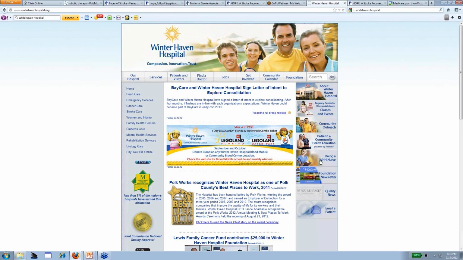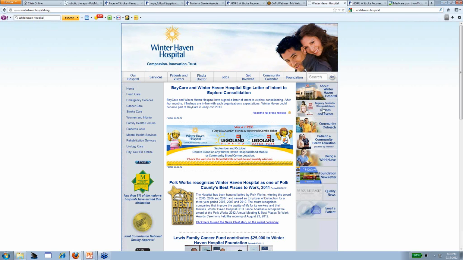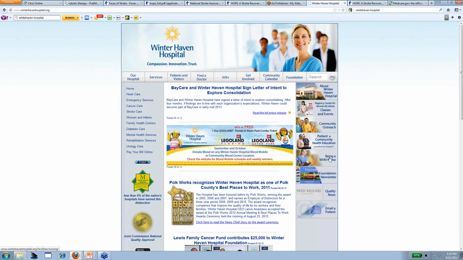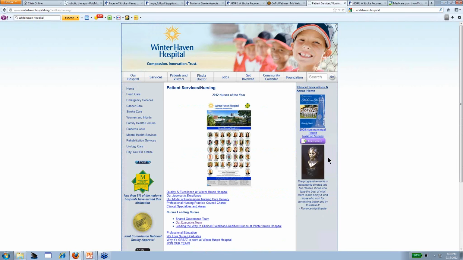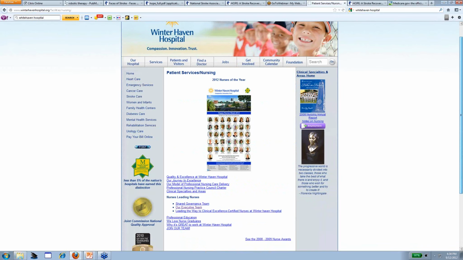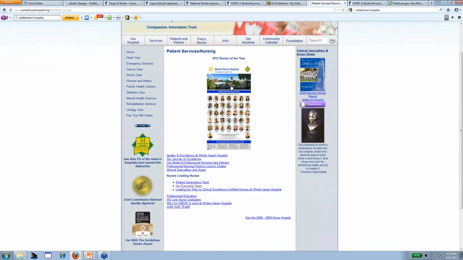Now, one of the things I noticed, and there's a lot of information that, if you were in this area, I'm sure you would be looking at as stroke survivors or caregivers. One of the things I thought was very interesting was clicking on being a Winter Haven Hospital nurse. The reason I like this is because it gives a list of the 2012 Nurses of the Year, shows some of the nurses, leading nurses, and the executive team.